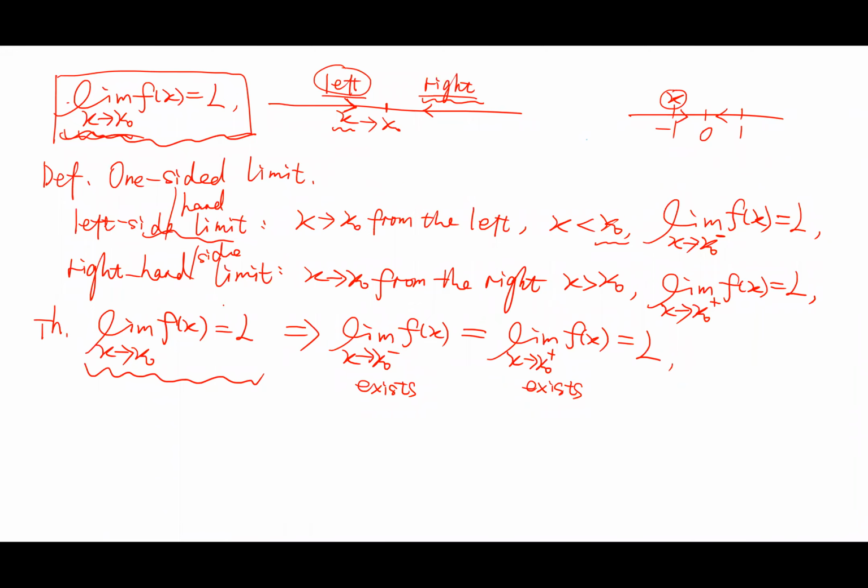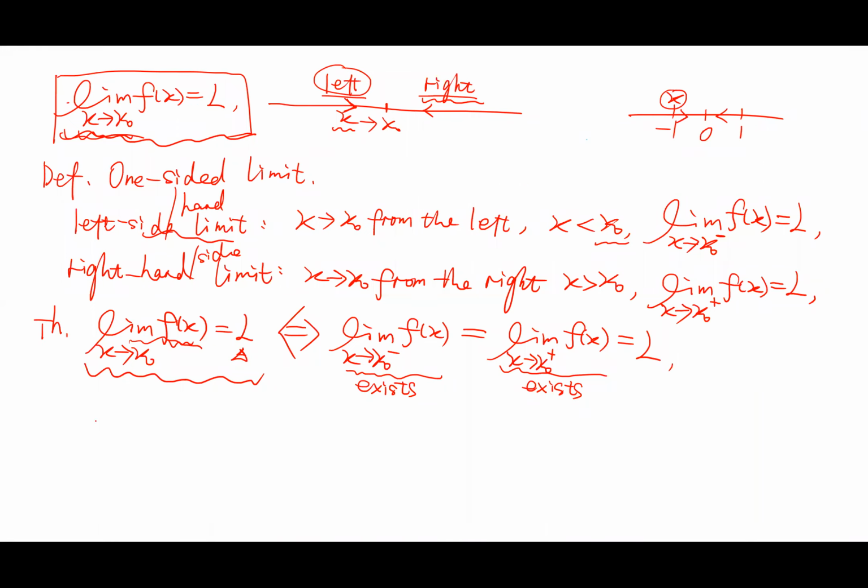Then we say the limit of the function f of x exists, and the limit is L. And in the opposite direction, if the left hand limit and the right hand limit both exist and they are equal, then we say the limit of the function exists and is the constant L also. Can you understand here? Yes, Laoshi.